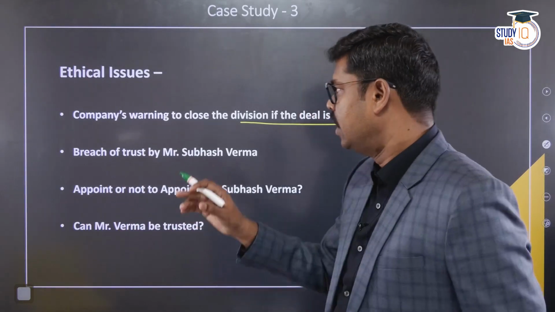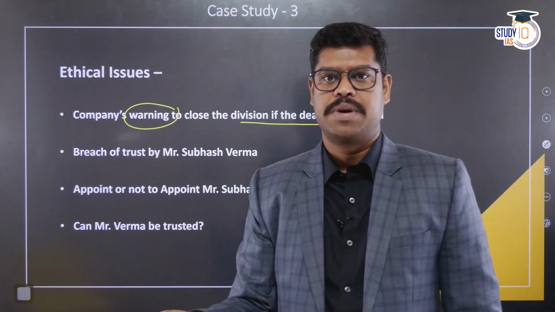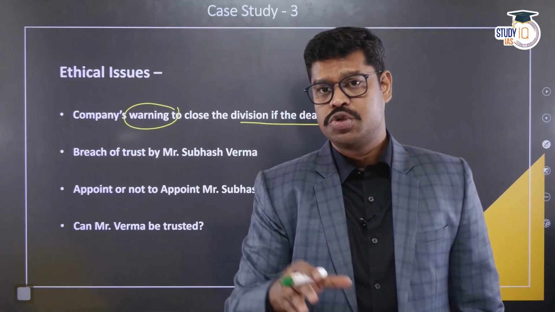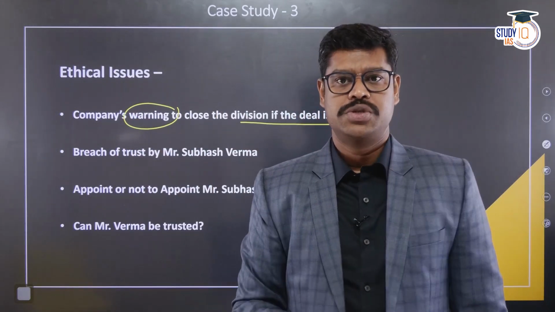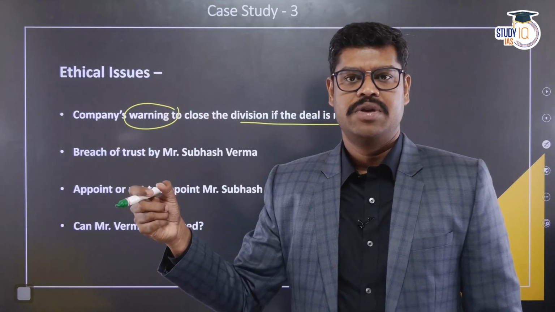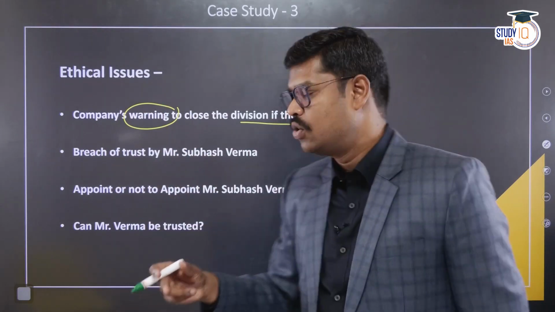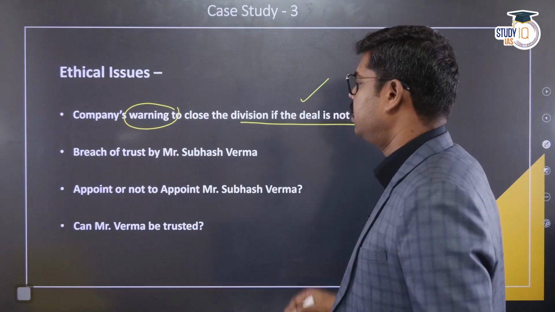So, that is one of the ethical issues. And in fact, see, this warning that is given by the company is going to influence the decision of Mr. Prabhat. Prabhat might be forced to do unethical things, because otherwise he will lose the job. So, everything is starting from the ethical behavior as to what the company decides, whether the company is acting ethically or unethically. So, this is one of the major issues in this particular case study.